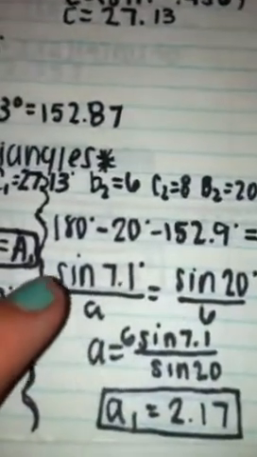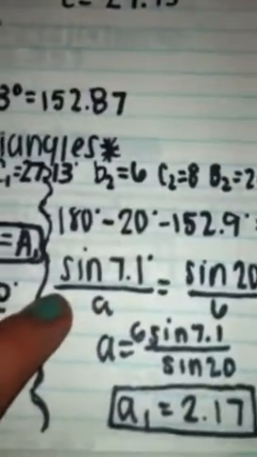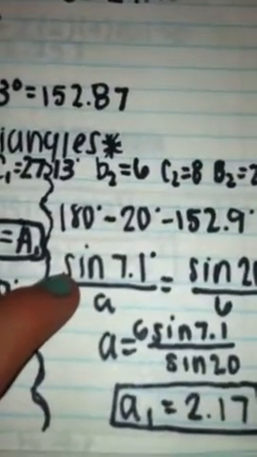We're going to also do the same thing and use the law of sines to find side a. Sine of 7.1 degrees over a equals sine of 20 over 6. a equals 6 sine 7.1 over sine 20, making side a equal 2.17.